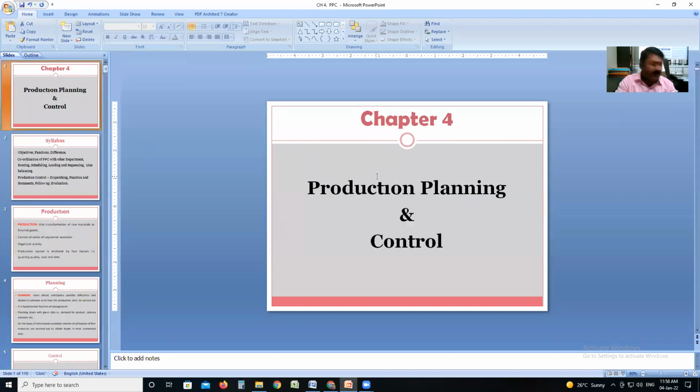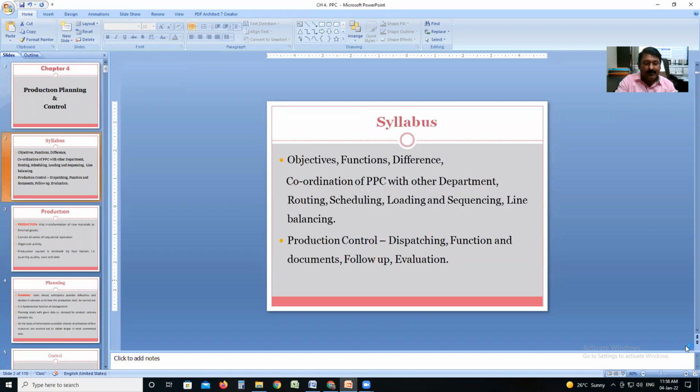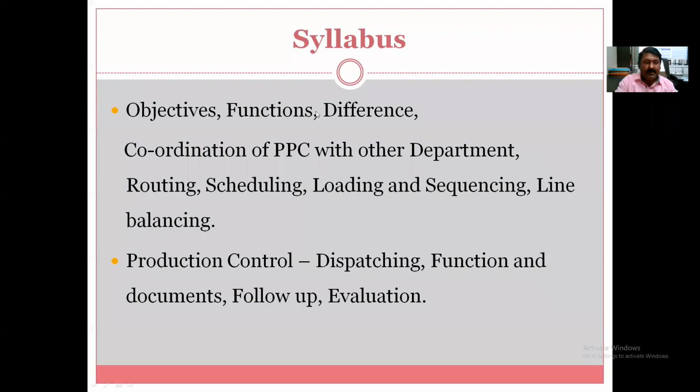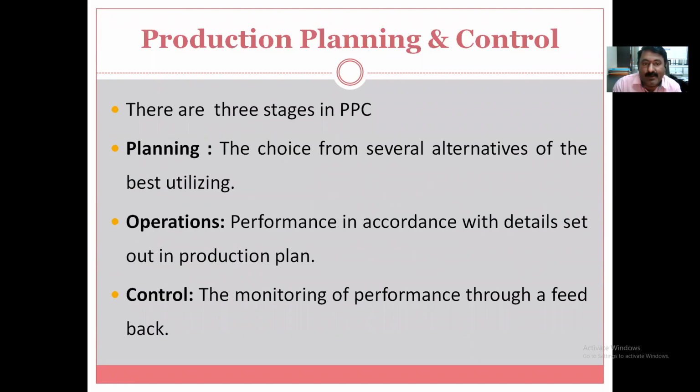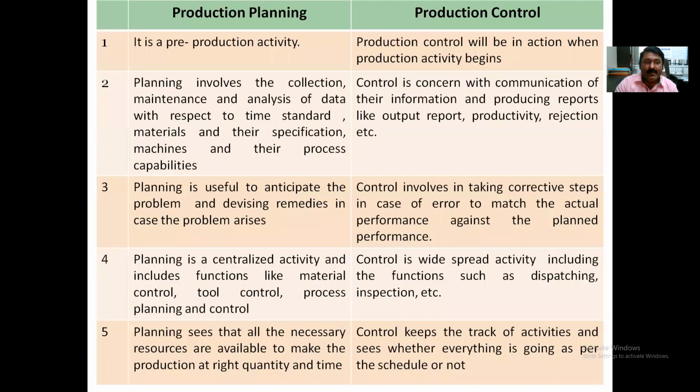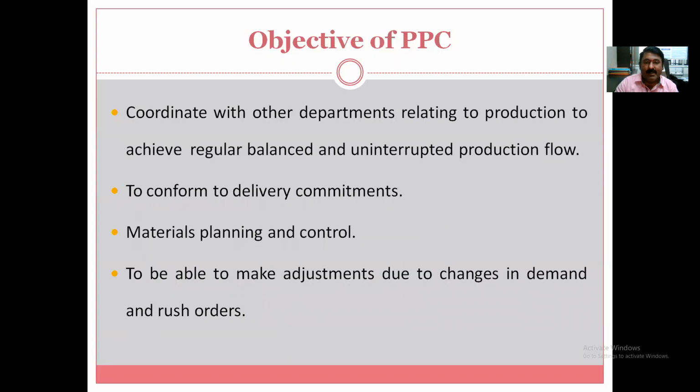So we have discussed, friends, chapter number 4, that is production planning and control. In this, we have discussed the different objectives and functions of production planning and control, and its importance, and how it coordinates with other departments like routing, scheduling, loading, sequencing, and balancing. What is production control? We have discussed dispatching, follow-up, and evaluation. Then we discussed the difference between production planning and production control.